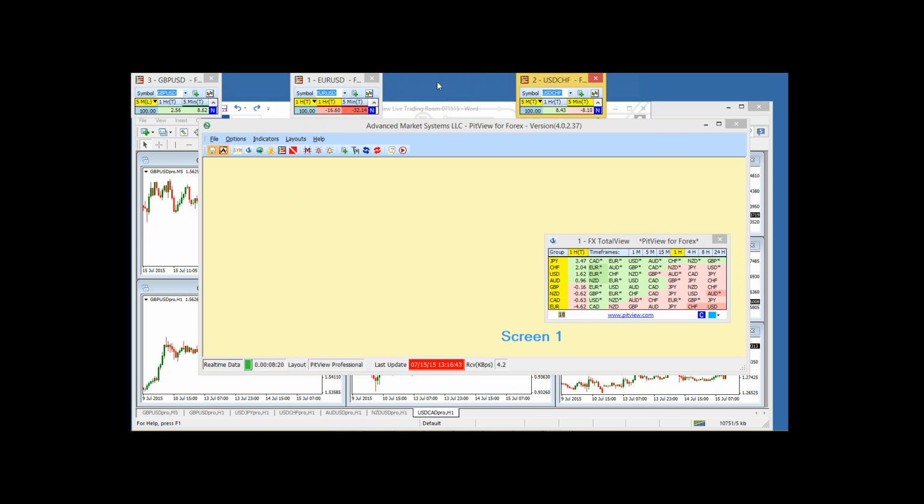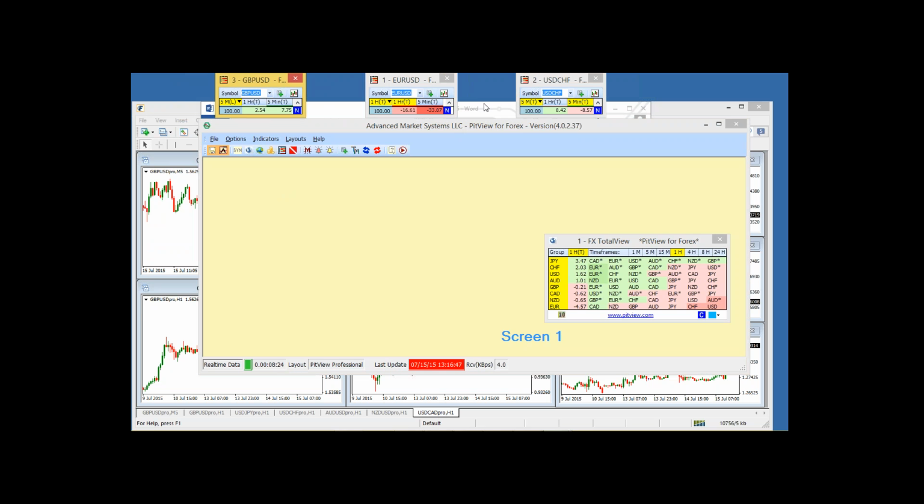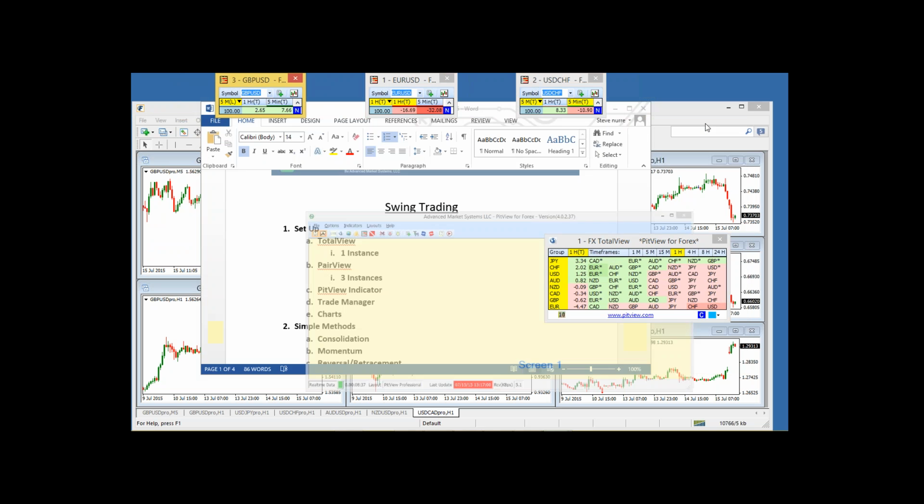You should be used to in the live trading room seeing my 3 pair views up here at the top. And that's really, other than the PitView indicator, which I'll get into here in just a second, these are really the only 3 things. I only have 3 up. I've seen so many people that have really busy screens with the PitView indicator on it, and this is all I really need for my trading personally.